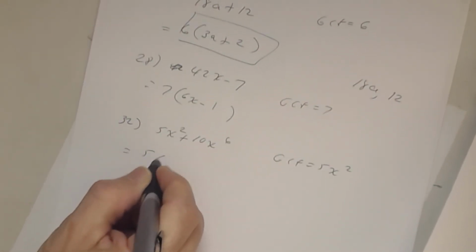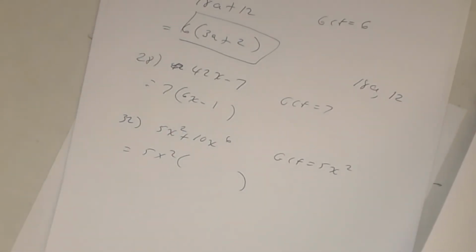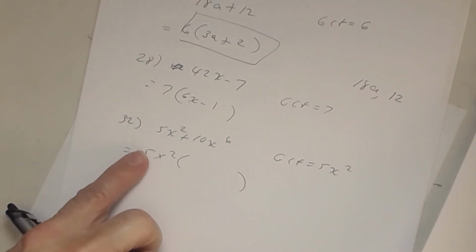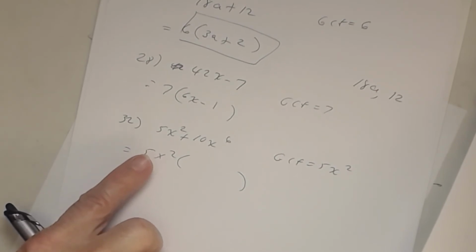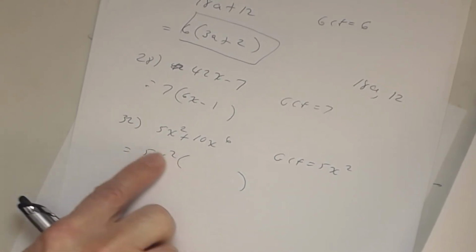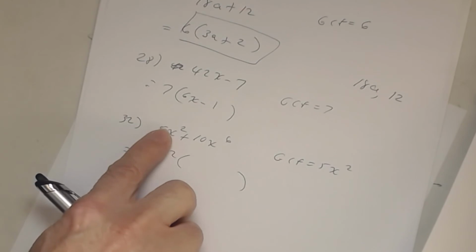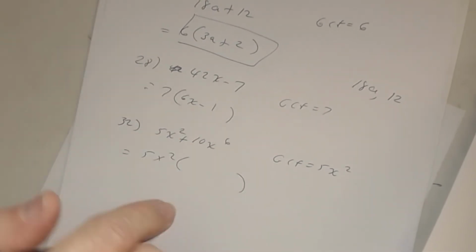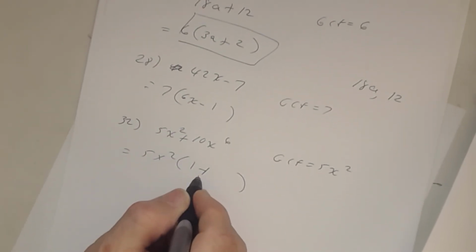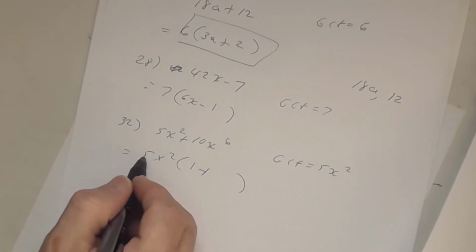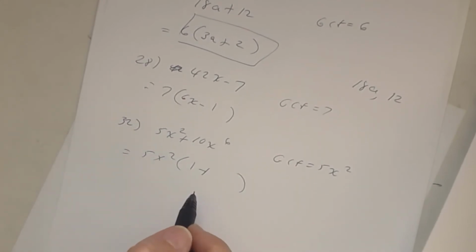So you can say it'll be 5x squared times, and now you're going to think about, well, what needs to go inside that parentheses? Be careful. Oh, I see what you're saying, 1. But it's not just 1, right? Some other stuff, though. 5x squared times what is 5x squared? 1. Plus, y'all agree? 5 times what is 10?